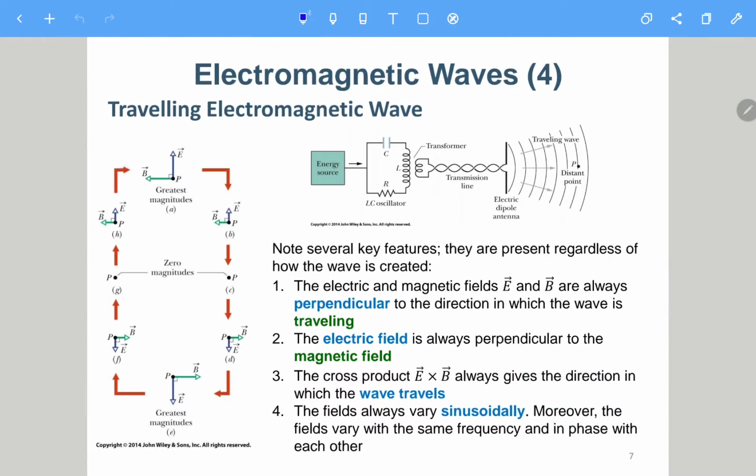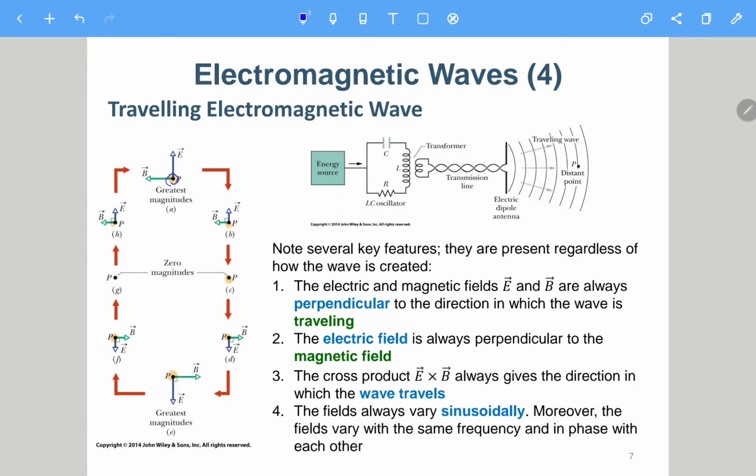So there are some observations. The first one is that the electric and magnetic fields E and B are always perpendicular to the direction in which the wave is traveling. Here we assume that for every point P in the small figure, the EM wave is propagating out of the page, shown with a dot. So it's out of the page.